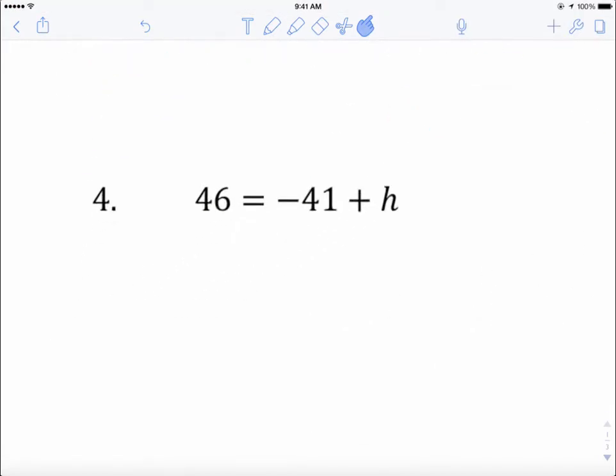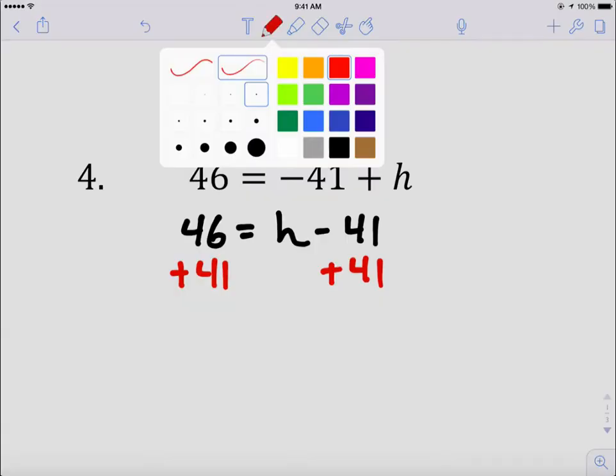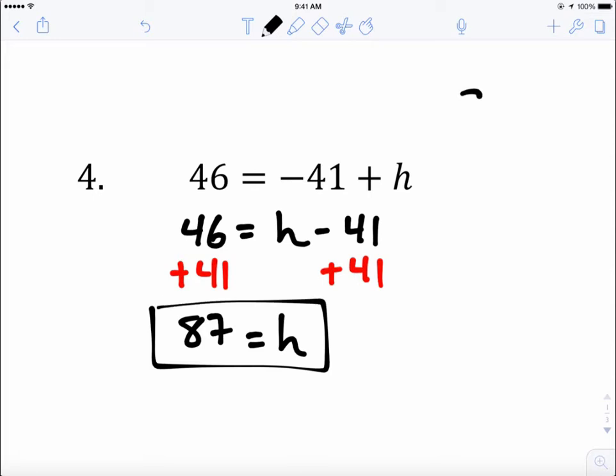All right, in our first example, not so bad. I might just for myself rewrite this. Right side of the equation is h minus 41. I know that h is going to have to be larger than 46. It's going to have to be 41 larger than 46 to make this true. I think that the unknown variable h has to be 87 to make this statement true. 87 is the solution to our equation here because negative 41 plus 87 would definitely give you positive 46. All right, feeling good.